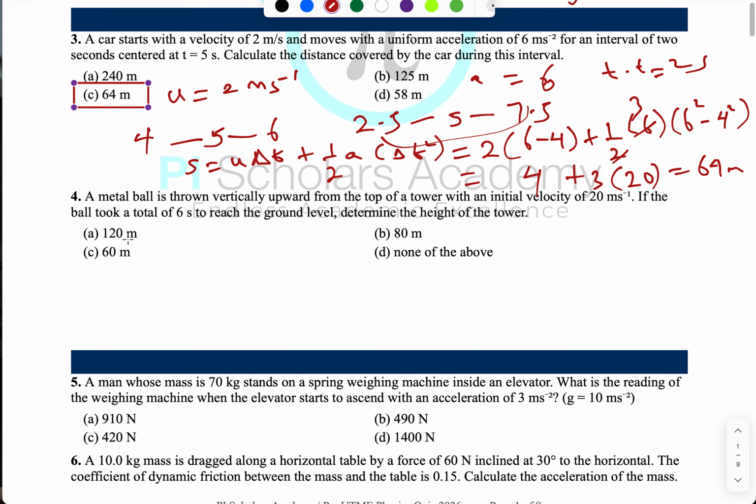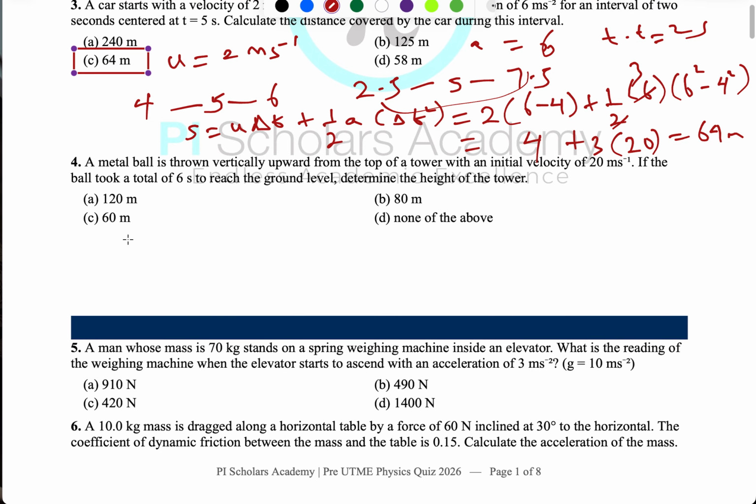Okay, question number 4. A metal ball is thrown vertically upward from the top of a tower with an initial velocity of 20 meters per second. If the ball took a total of 6 seconds to reach the ground level, determine the height of the tower. So you have a tower here, and they said it was thrown vertically upward with an initial velocity. So they threw upward like this. Of course, this is how the motion will go, and it was thrown with an initial velocity of 20.